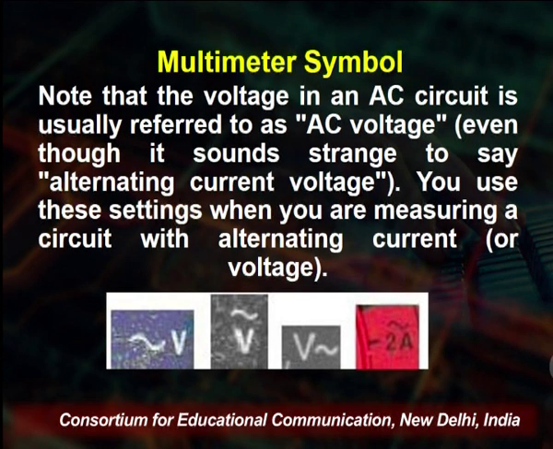So the voltage in an AC circuit is usually referred to as AC voltage, even though it just stands for alternating current voltage. You can see these settings when we are measuring a circuit with alternating current or voltage. So this symbol represents alternating current.